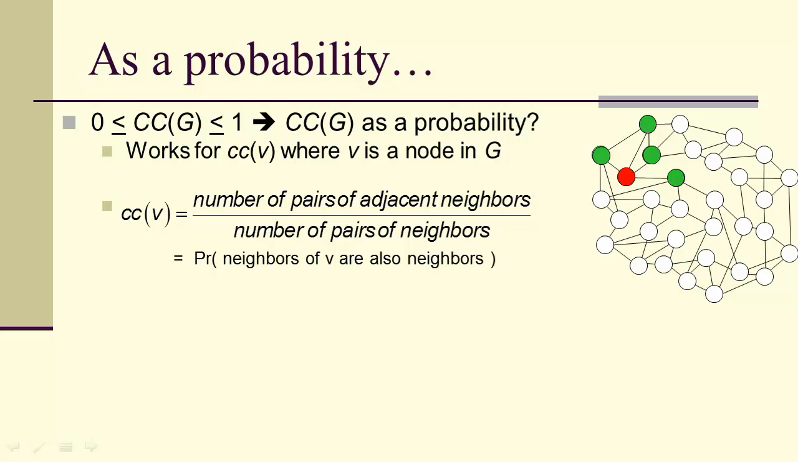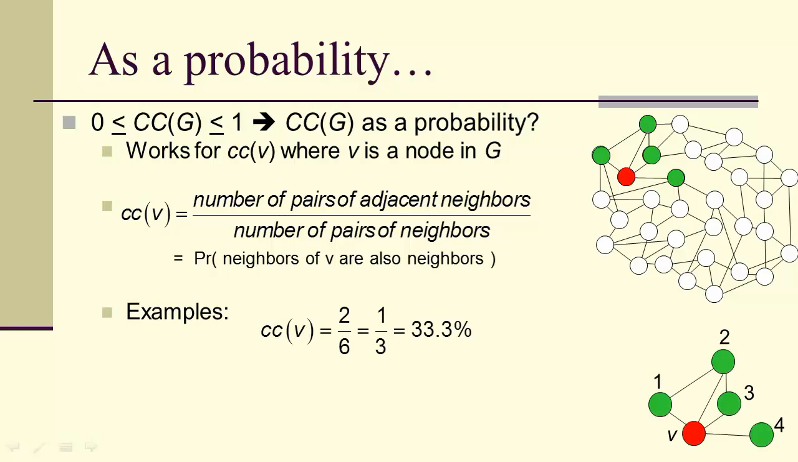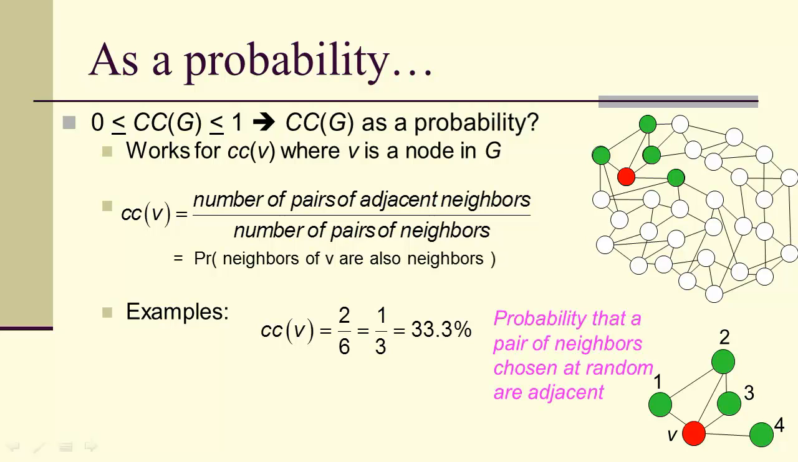Let's look at an example. So we looked at this last time with the clustering coefficient of this V is 2 triangles actual over 6 possible. So that's 33%. And we can interpret this as the probability that a pair of neighbors chosen at random are adjacent. So a 33% chance. 1 out of 3 chance.